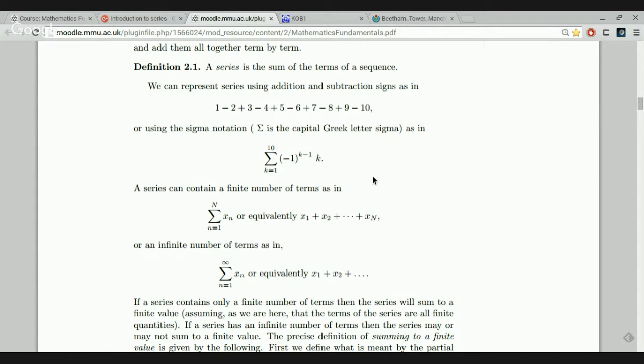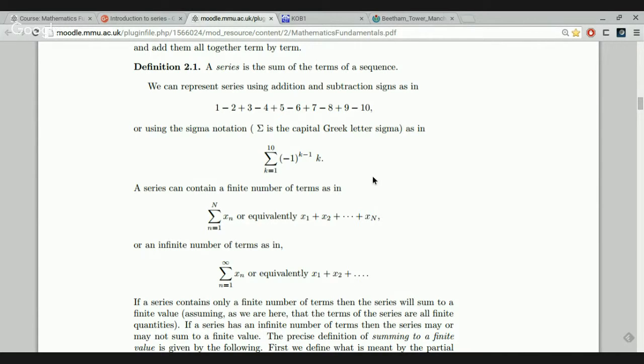So when you see the starting value of the index is k equals 1. When k equals 1, we have -1 to the power 0. And by definition, anything non-zero to the power 0 is 1. So you get a +1, a positive sign, multiplying k equals 1 for the first term.